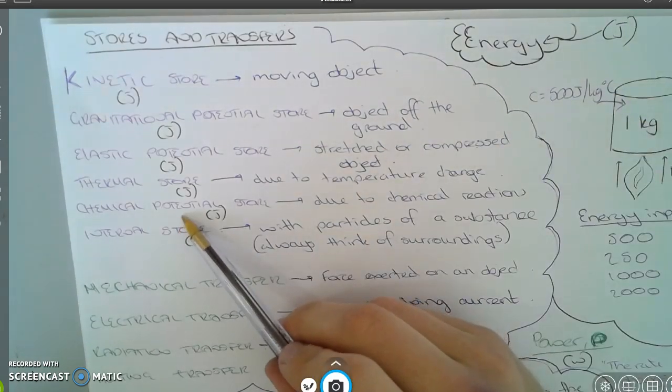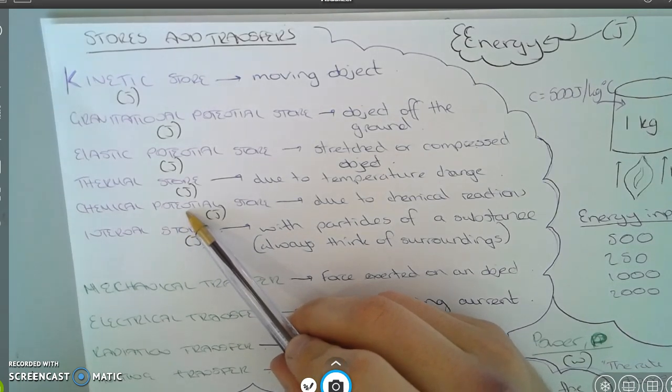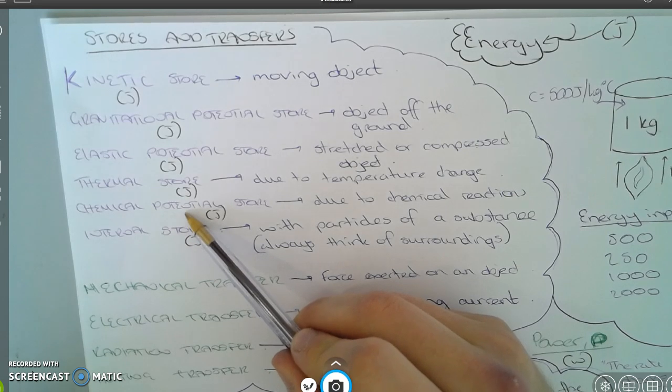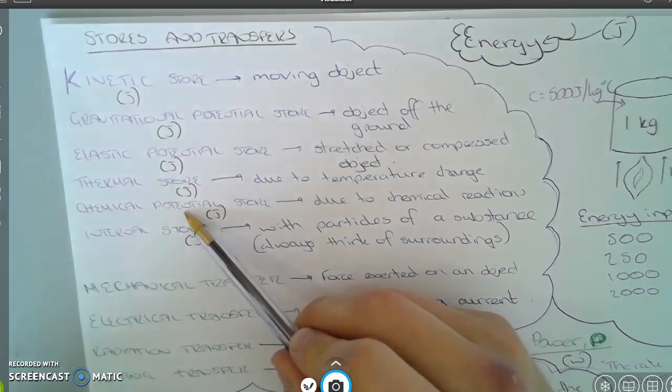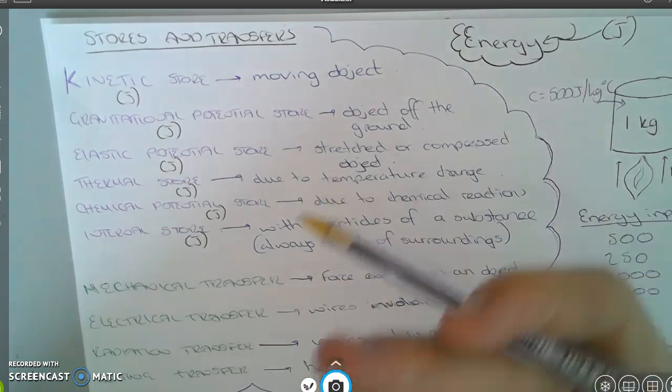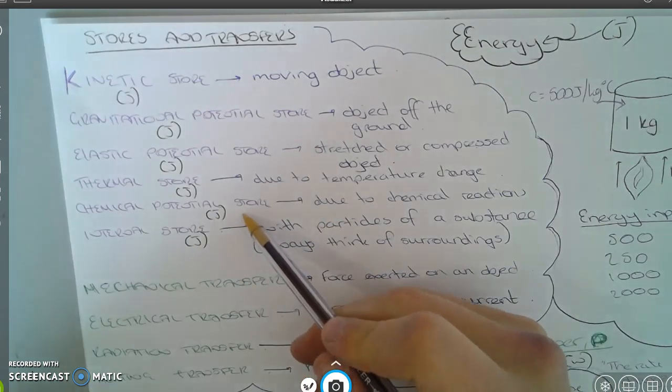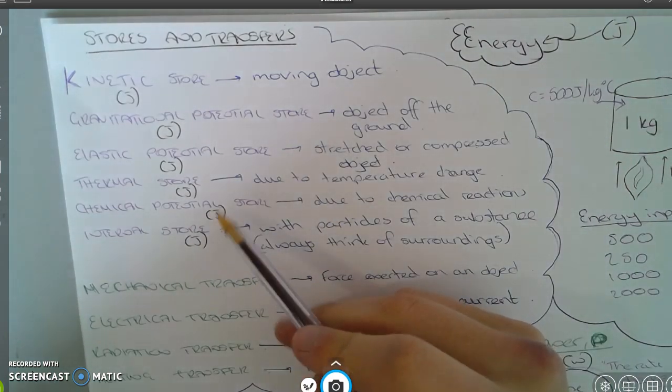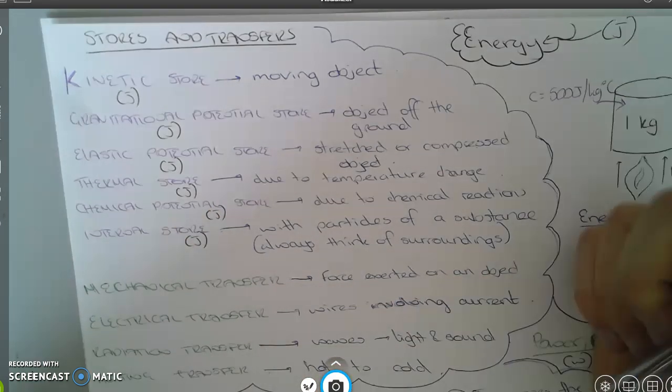The chemical potential energy store, they're only going to really talk about three objects here. They can talk about a fuel, because you can combust a fuel to release energy. They can talk about a battery, because you get energy from batteries. Or they could talk about food, because obviously we combust our fuel, we undergo respiration to get our energy out of food. So food is an example of a chemical potential energy store.